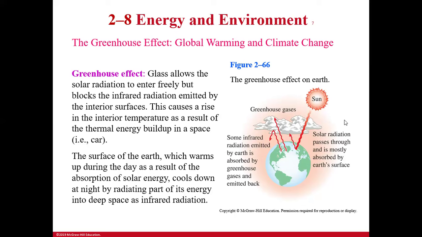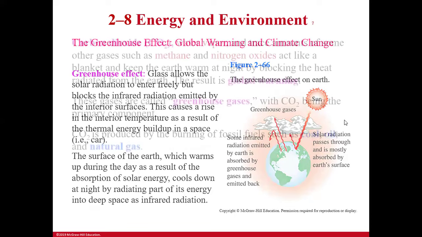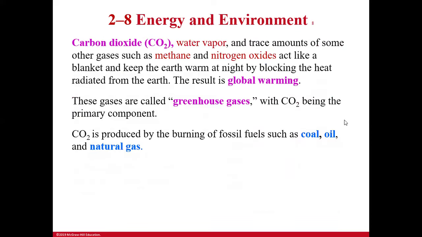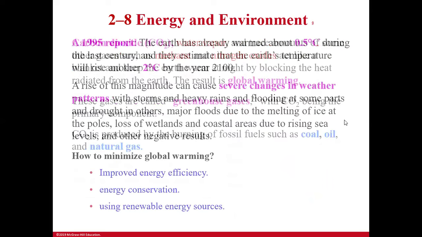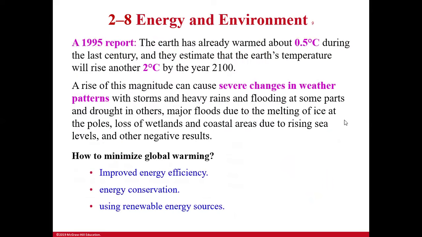The surface of the earth, which warms up during the day as a result of absorption of solar energy, cools down at night by radiating its energy into the deep space as infrared radiation. Carbon dioxide, water vapor, and trace amounts of some other gases such as methane and nitrogen oxides act like a blanket and keep the earth warm at night because it will not let the heat go away. The result is global warming. They're saying by 2100 temperature will rise about 2 degrees Celsius.